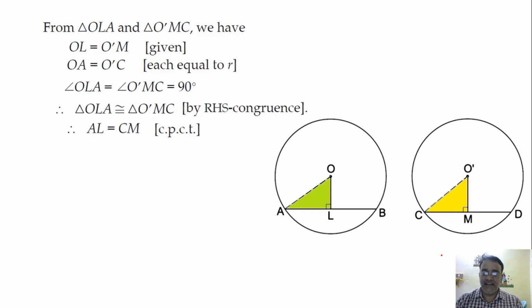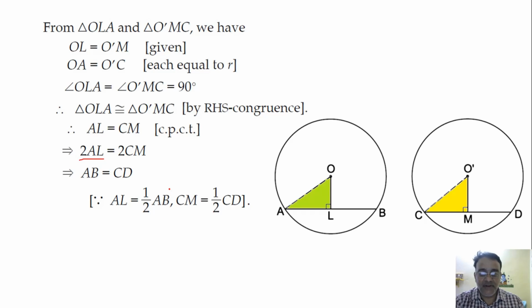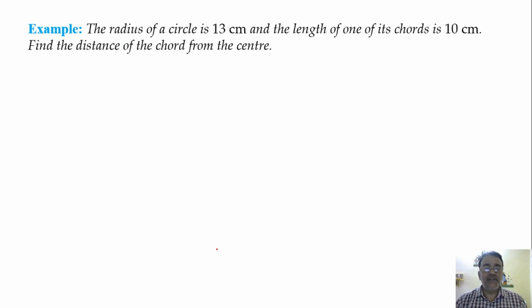Again AL क्या है? Half of AB और CM half of CD, or you can multiply by 2 on both sides and write 2 times AL is equal to AB, 2 times CM is equal to CD. Why? Because of this. Any doubt in this one? No, sir. Okay, so now we'll see one example of how to use this theorem.